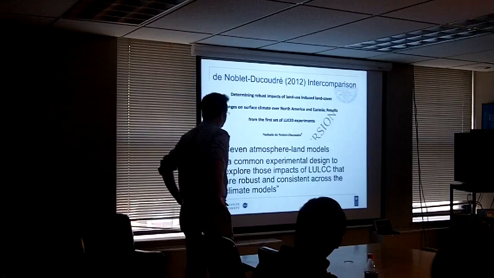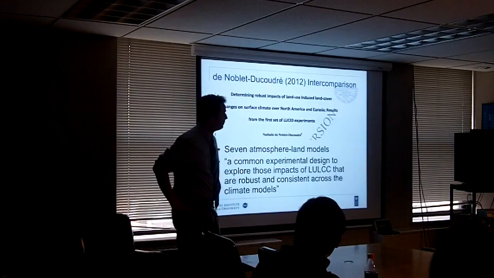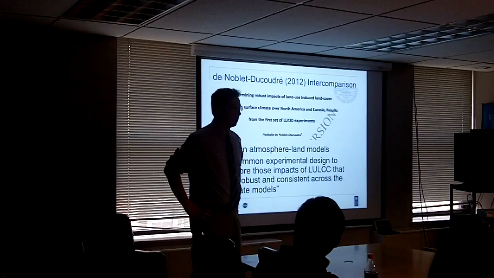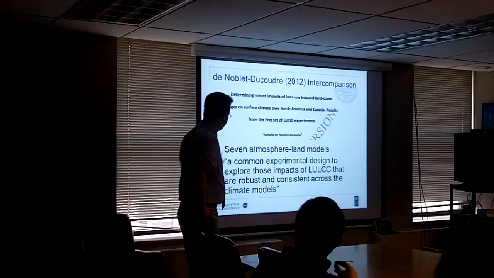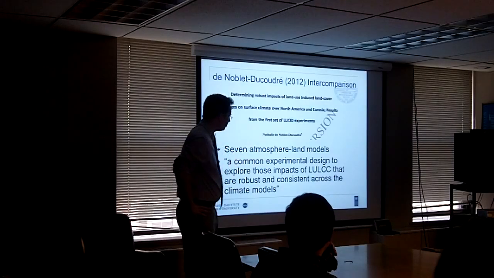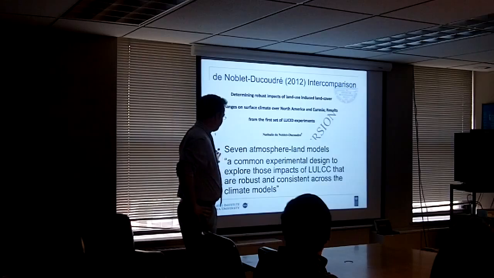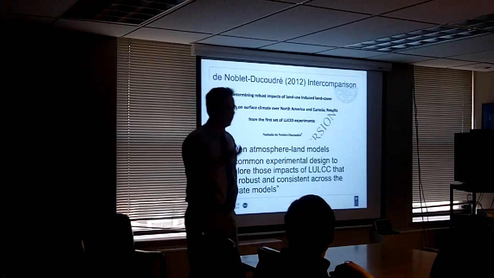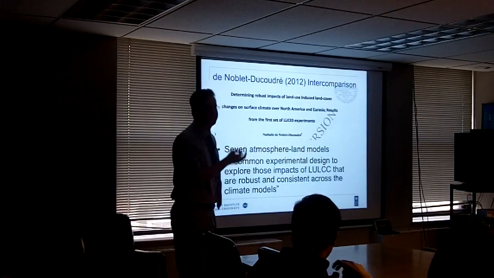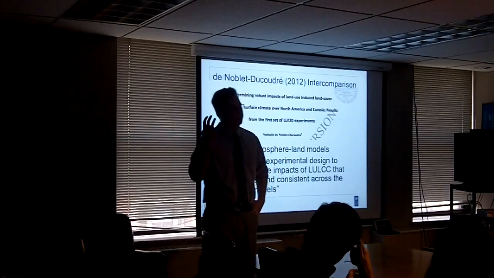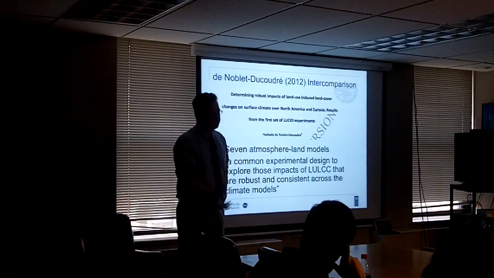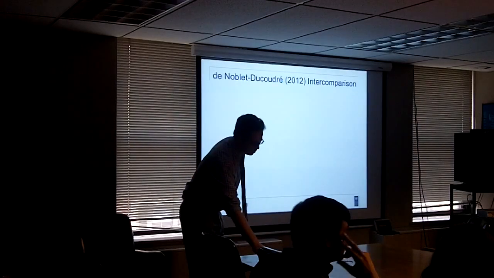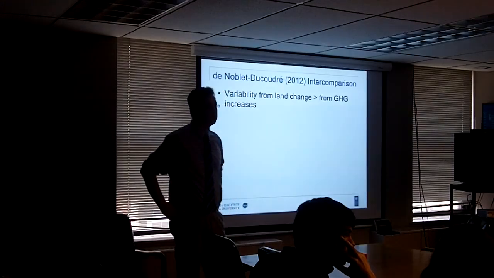The intercomparison paper is in press in the Journal of Climate, and it just came out. They're looking at the CMIP5 climate models, and they took 7 land-atmosphere models. Their goal was a common experimental design to explore the impacts of land change that are robust and consistent across models, because different climate models have different responses to these land cover changes. Do you have any sense of how different the vegetation distributions are for these?